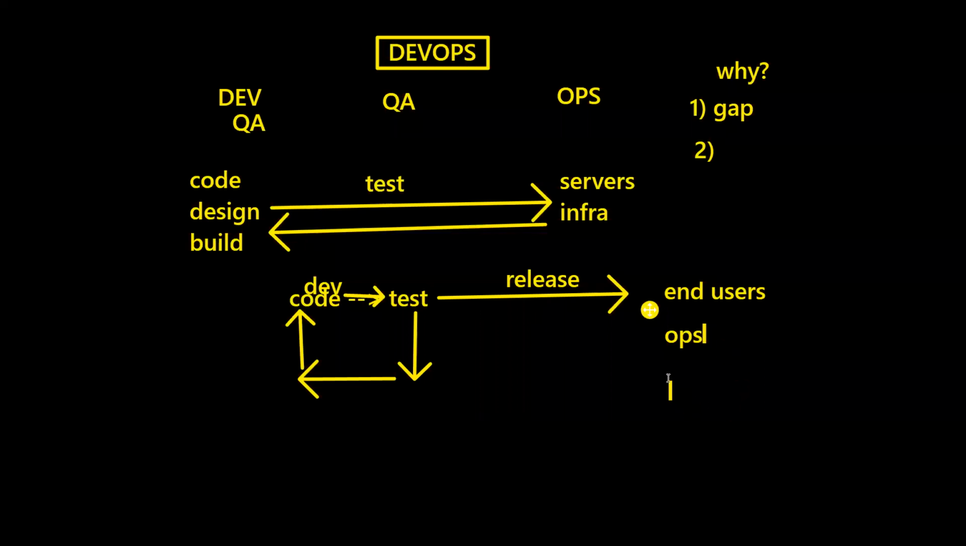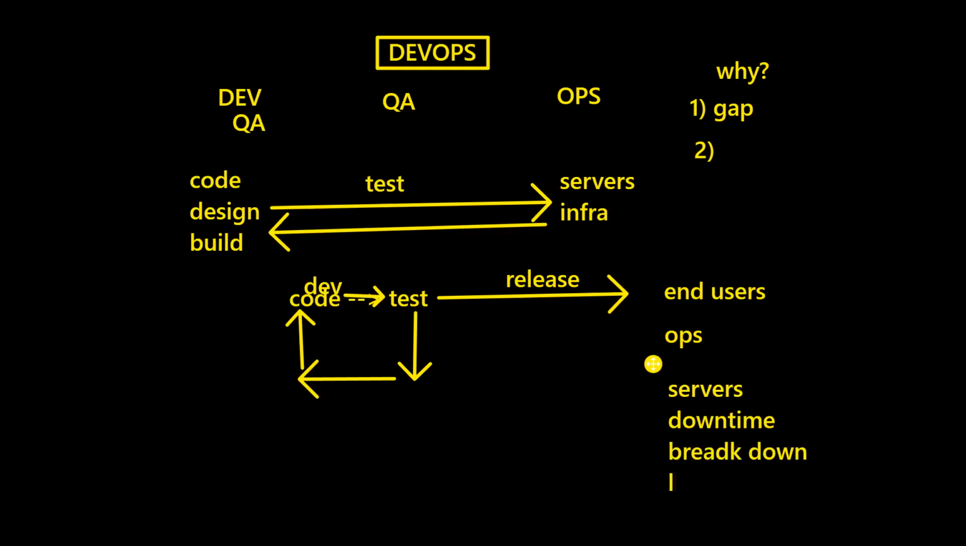Ops teams have to deploy it on multiple servers, depending on the end users' regions and locations, because there might be end users across the globe. So they will have data centers across the globe or certain areas. All of this will be taken care of by ops teams. They have to manage the servers, see there is no downtime to the application, and that there are no breakdowns.